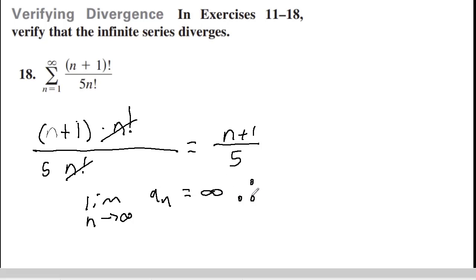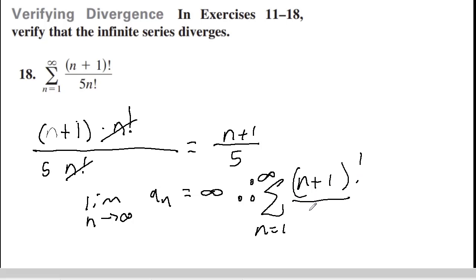And therefore, our terms keep getting bigger and bigger. There's no chance for our series to converge. Our sum won't be going to one specific number. Therefore, the series from n equals 1 to infinity of (n plus 1) factorial over 5 n factorial diverges.